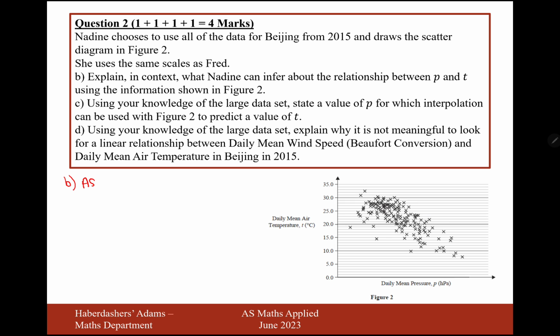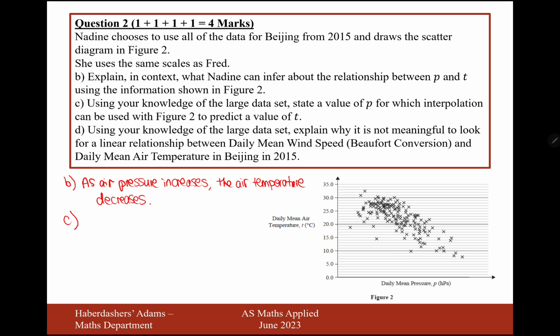So as air pressure increases, the air temperature decreases. And there we are. Moving on to part C now.